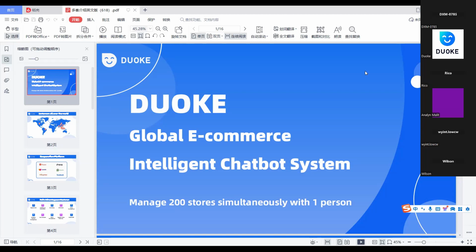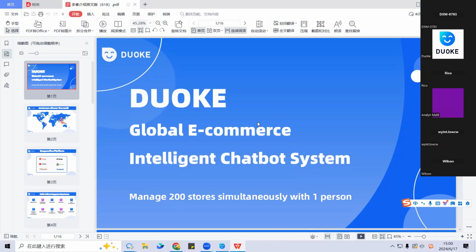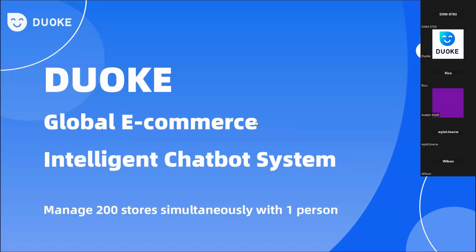So can you see my screen now? Okay, I'll begin. As we all know, Duoke is a global e-commerce AI intelligent chatbot system that can manage 200 stores with one person. So today I will tell you how Duoke can do this.